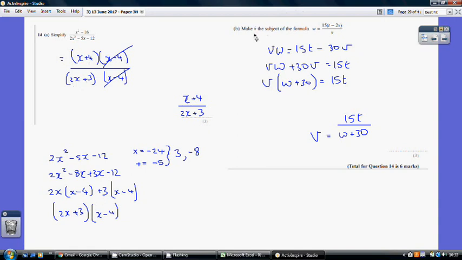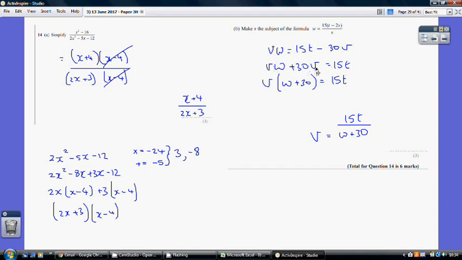Now for part B, we've got to make v the subject. So step 1, you want to move away from an algebraic fraction problem to everything being on one line, if you like. So choose to multiply through by v. Now the next thing you want to do, we're making v the subject, so you want all the terms with v on one side, all the terms without v on the other. So if I just add 30v to both sides, I've got all the terms with v on the left and no terms with v on the right.